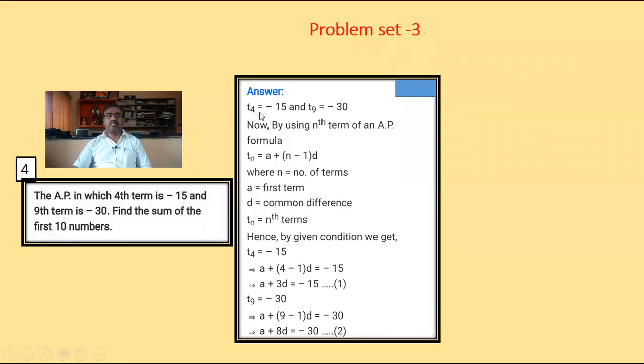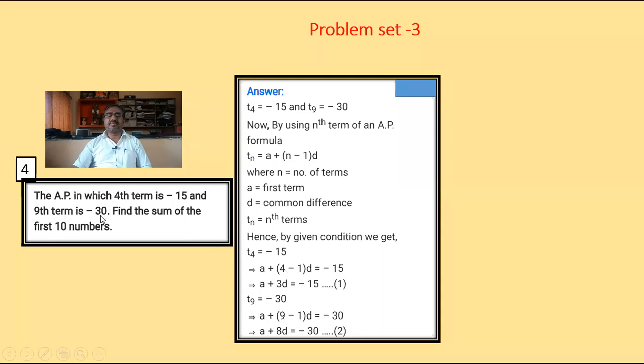Solution. The fourth term is minus 15, therefore t4 is equal to minus 15, and the ninth term is minus 30, t9 is equal to minus 30. By using the nth term of an arithmetic progression, tn is equal to a plus n minus 1 multiplied by d. Here the fourth term, t4 is equal to minus 15, is given. Therefore a plus 4 minus 1 multiplied by d is equal to t4, which is minus 15. a plus 4 minus 1 is a plus 3d. a plus 3d is equal to minus 15, equation number 1.